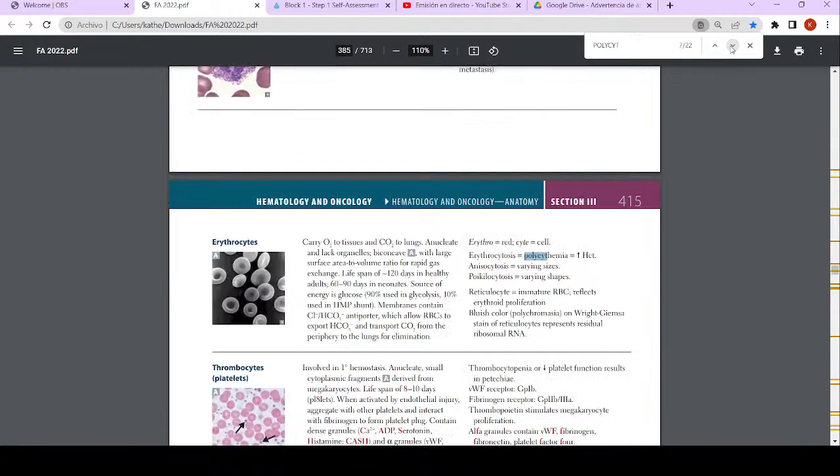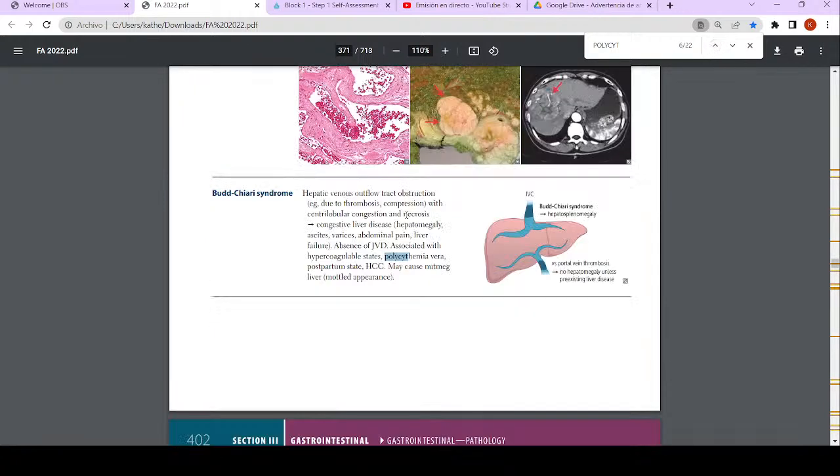In Budd-Chiari syndrome, Budd-Chiari is hepatic venous outflow tract obstruction, so blood cannot go to the IVC due to thrombosis or compression, with centrilobular congestion and necrosis, congestive liver disease, hepatomegaly, ascites, varices, abdominal pain, liver failure, absent JVD, associated with a hypercoagulable state. Makes sense, right?